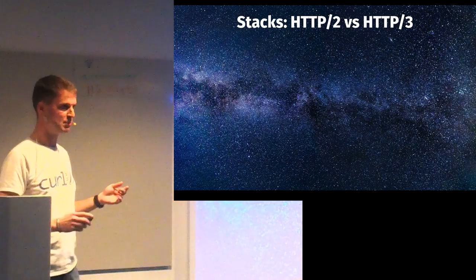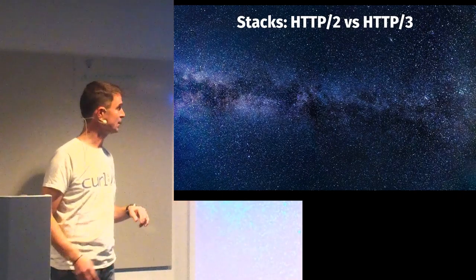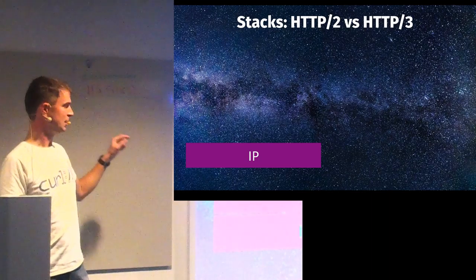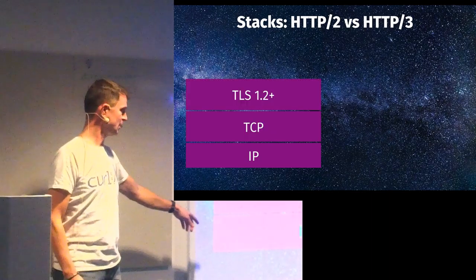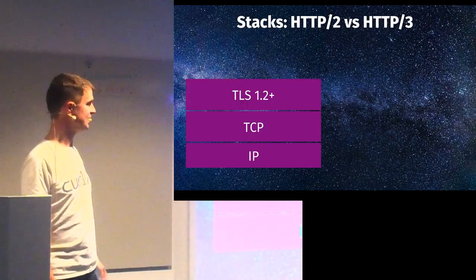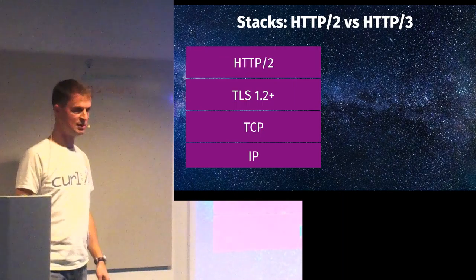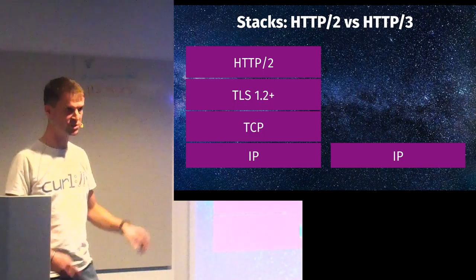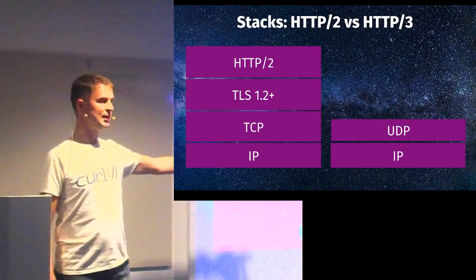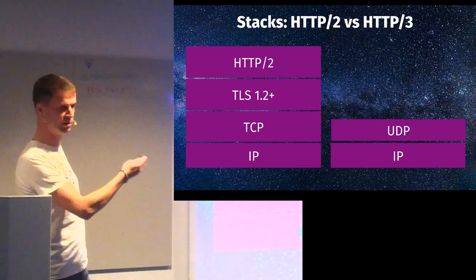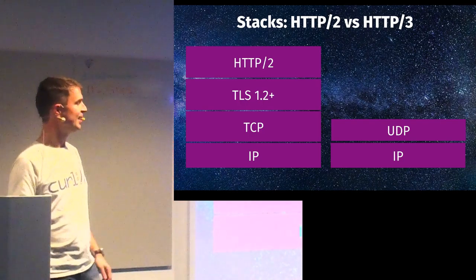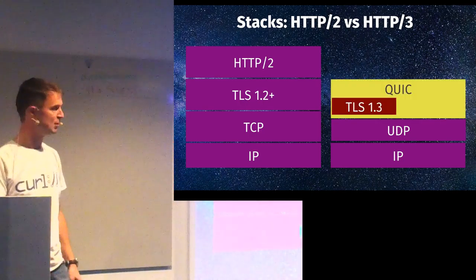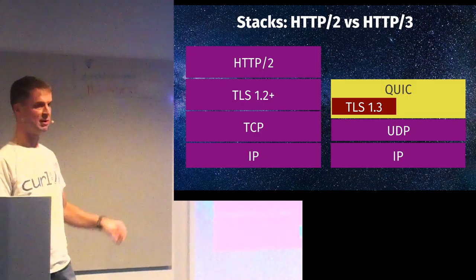To look at the HTTP 3 stack: this is how an HTTP 2 stack looks, right? IP, TCP, TLS, and HTTP 2. Easy peasy, we know this. When we do the same thing with HTTP 3, we do IP and we have UDP on top of that, because we have to put a layer in between. And then we add QUIC there. And we use TLS 1.3 for all the encryption. And we do HTTP 3 over that.